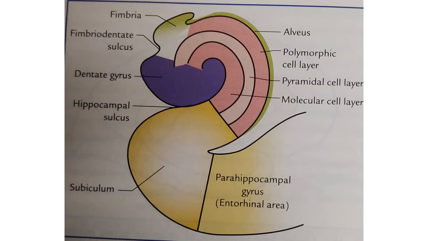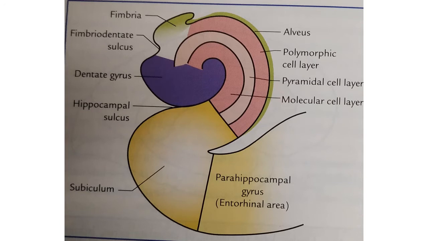This is nothing but the cornu ammonis. The area which is present between the dentate gyrus and the subiculum is called the cornu ammonis. Okay, so it is a shape. The dentate gyrus, cornu ammonis, and the subiculum, these three come under the hippocampal formation.